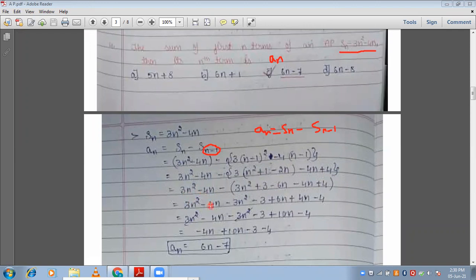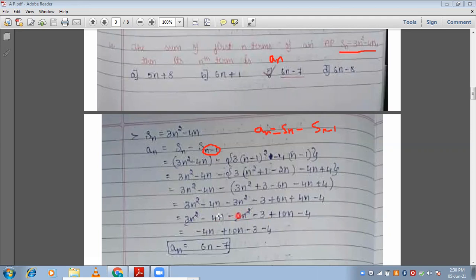3n square minus 4n, right, as it is. Here minus is there outside. Now multiply it. Plus into minus, minus 3n square; plus into minus, minus 3; minus into minus, plus 6n; minus into minus, plus 4n; minus into plus, minus 4. Next step, 3n square minus 4n minus 3n square minus 3 plus 6n plus 4n is plus 10n minus 4.